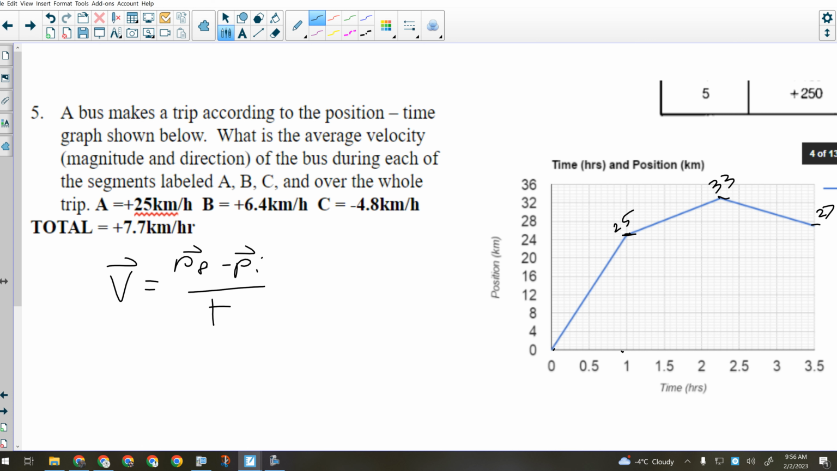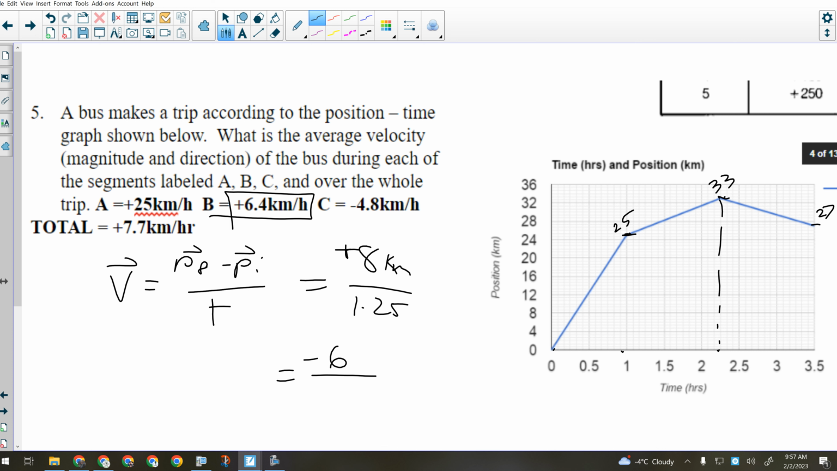For the second part, we go from 25 to 33, so our change in position is going to be positive 8 kilometers, and that's going to take 1¼ hours, so divide that by 1.25, and we should get positive 6.4 kilometers per hour. And then for the last one, we go from 33 to 27, so that's going to be -6. That also happens over 1¼ hours, and so we should get -4.8 kilometers per hour for that.